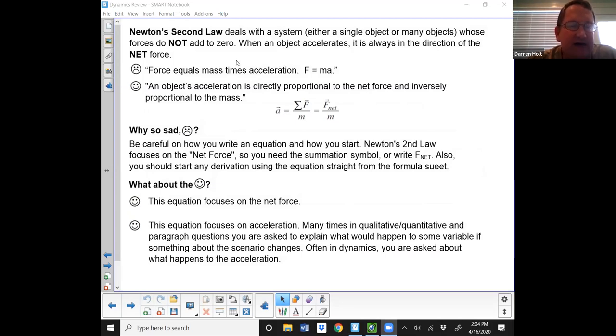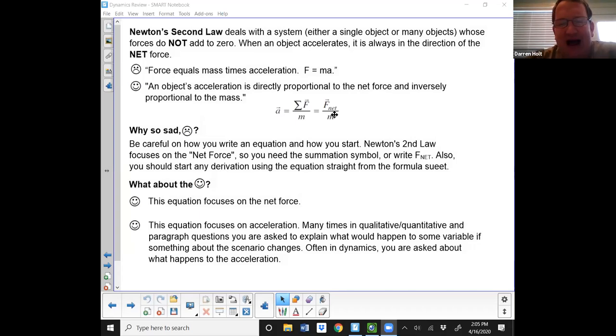Now, if you're asked to write about a scenario on your exam where you have to apply Newton's second law, if you just said F equals ma, you're saying that a force is equal to mass times acceleration. Whereas Newton's second law actually says the object's acceleration is directly proportional to the net force and inversely proportional to the mass. So that goes to the formula, and I copy and pasted this straight off the formula sheet on the exam, right?